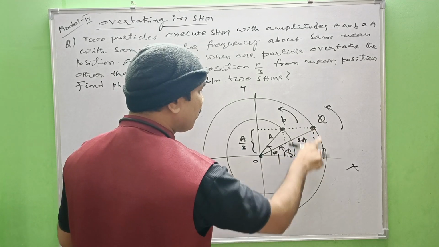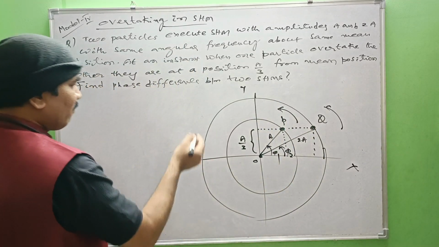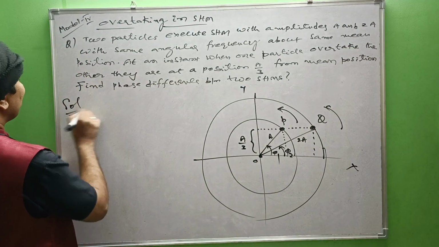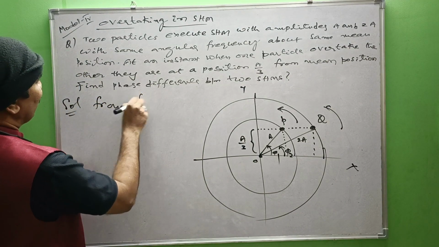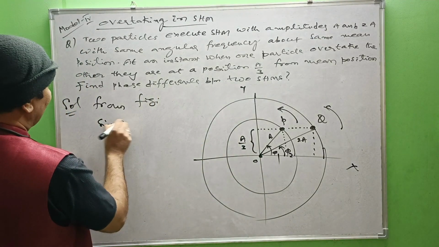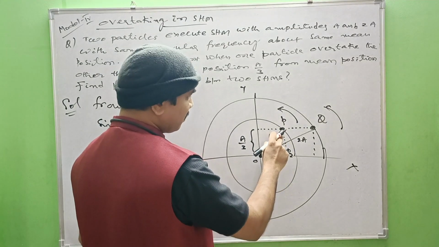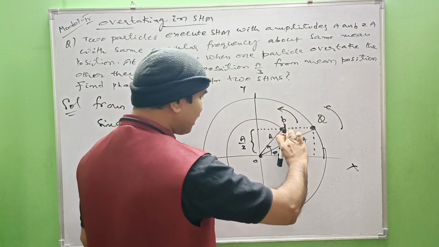Here also there is one more right angle triangle with corner angle pi 2. So from the diagram, see the solution from the figure. sin phi 1 equals sin phi 1. See this triangle: sin phi 1 equals opposite side by hypotenuse.